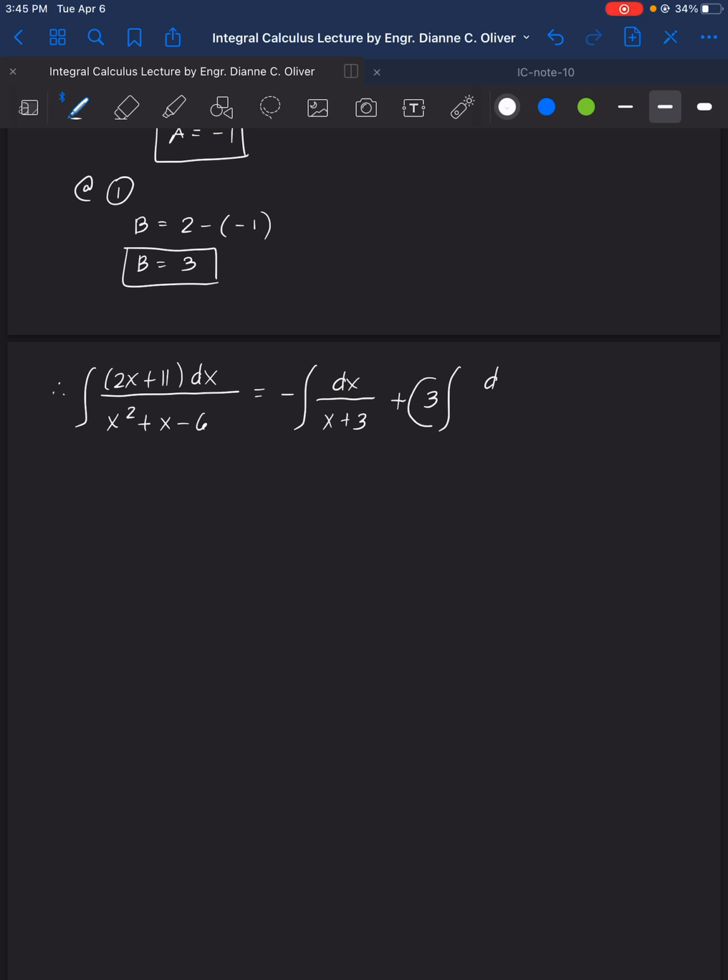So the reason why I'm putting it here, because it's already a constant, so I can put it outside the integral sign. Over x minus 2. Then, that is ln of x plus 3. Integral of dx over x plus 3, wherein if you derive this, the answer is dx. So, we have here ln x plus 3.